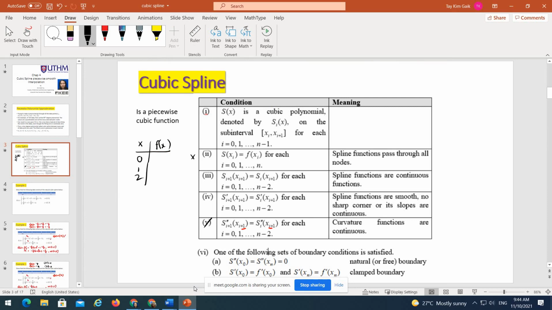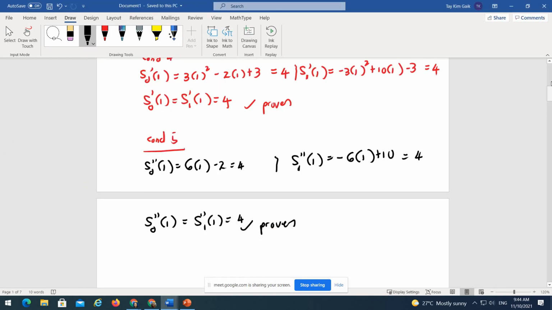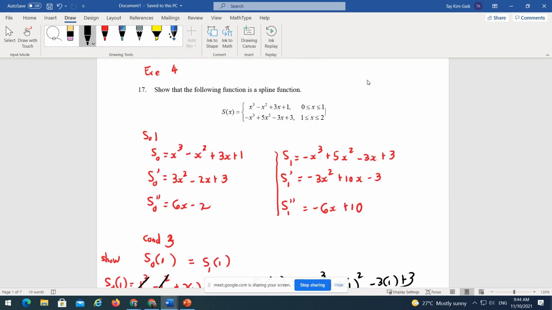Now we are going to check whether this is a natural cubic spline. If it is a natural cubic spline, the second derivative at x0, the starting point, and at xn, the ending point, must be zero. In this question, the starting point is x equals 0 and the ending point is x equals 2. So you plug in condition 6. You have S0 double prime at the starting point, so the second derivative of S0 when x equals 0.